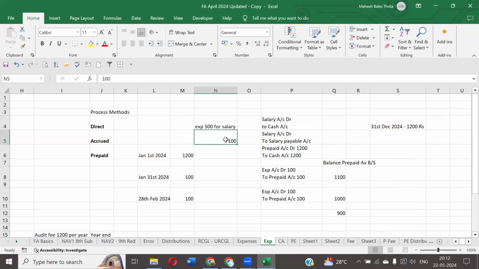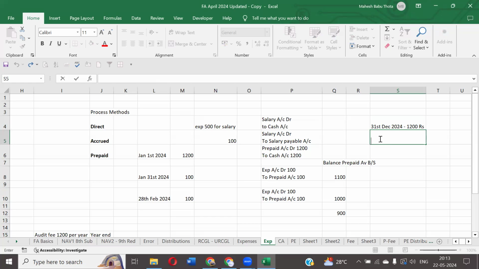Every month you started accruing 100 rupees for salary payable, salary account to salary payable. So at the end of the year, we have to pay 1200 rupees. We are paying it. So what would be the entry? Salary payable account to salary account. If you are paying 1200 rupees, there is involvement of cash, right? We are paying through cash only. So cash is going out, right? Which account do we have to credit?